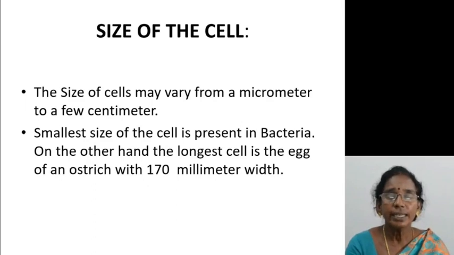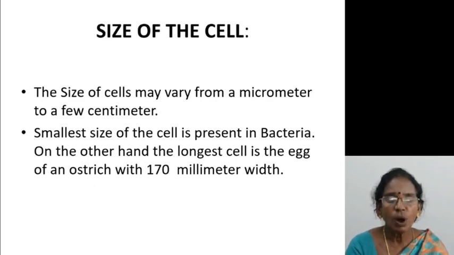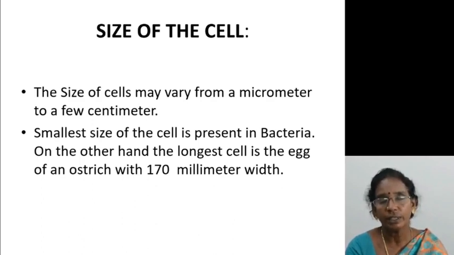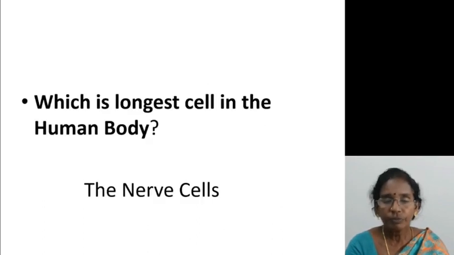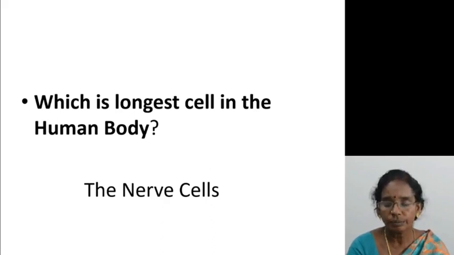Now let us see the size of the cell. The size of the cells may vary from micrometers to a few centimeters. The smallest cell is present in bacteria. On the other hand, the longest cell is the egg of an ostrich with 170 millimeter width. Which is the longest cell in the human body? Yes, the nerve cells. The nerve cells are the longest cells in the human body.